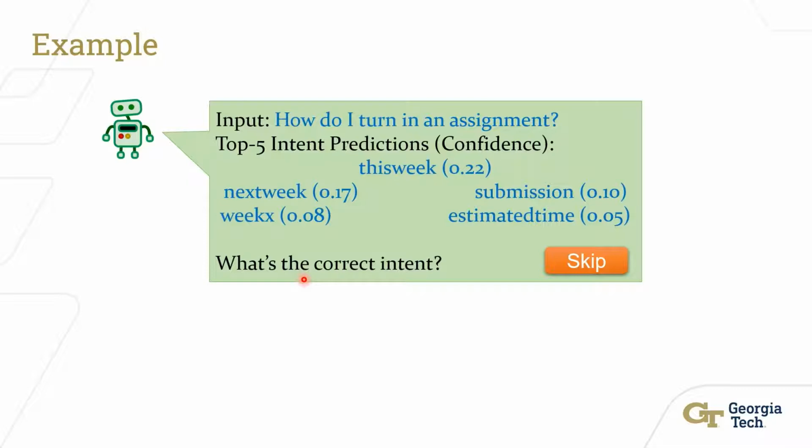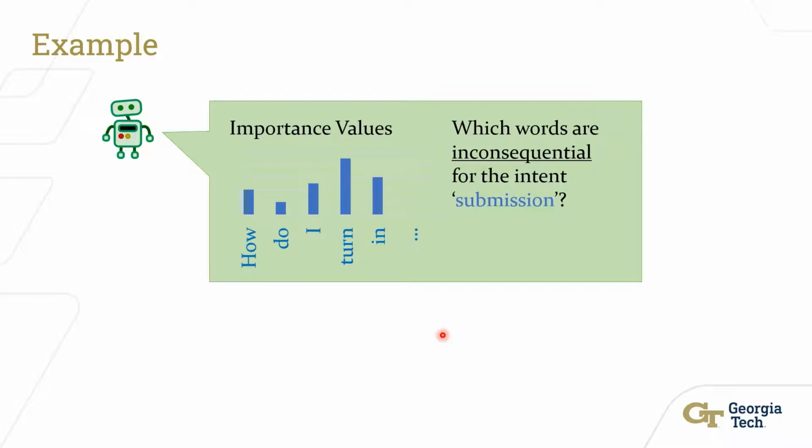The machine will show the example, how do I turn in an assignment, and show the current prediction with confidence scores, as shown in parentheses here. These predictions can be based on an initial model trained with a few examples. The teacher says the current intent is submission. The machine says, okay, which words are not important or inconsequential for the intent submission? And the human says, do, I, and assignment don't seem very important.